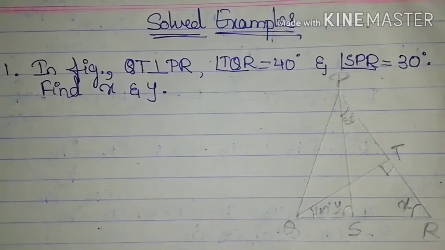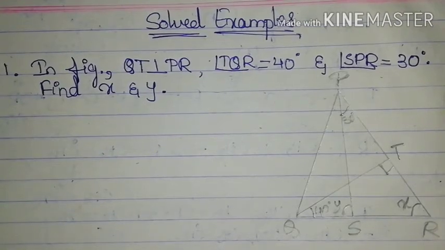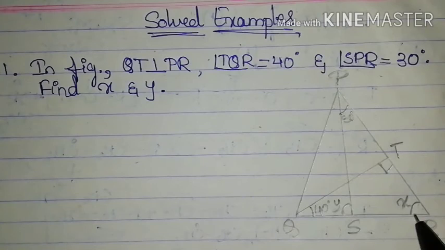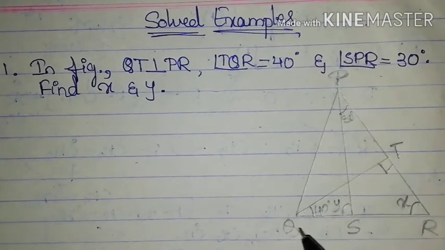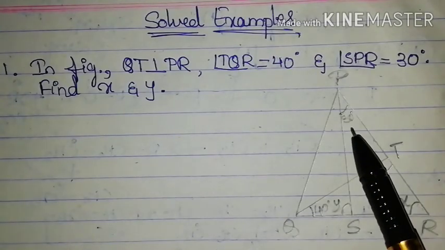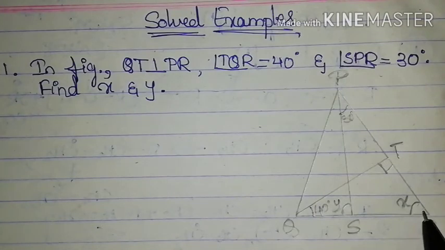So now coming to your solved examples. The first question, in figure QT is perpendicular to PR. Given in triangle PQR, QT is perpendicular to the side PR and angle TQR, that is this angle TQR, is equal to 40 degrees. Angle SPR, this angle, is equal to 30 degrees. Our job is to find the values of X and Y.